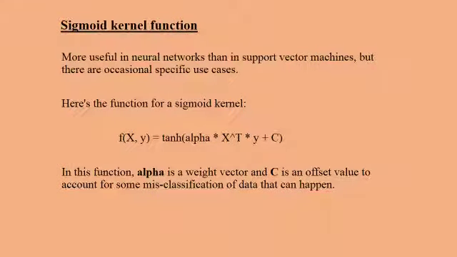The next one is the sigmoid kernel function. It is more useful in neural networks than in support vector machines, but there are occasional specific use cases. The mathematical expression is f of x comma y is equal to tanh of alpha times x transpose times y plus c. In this function, alpha is a weight vector, and c is an offset value to account for some misclassification of data that can happen.